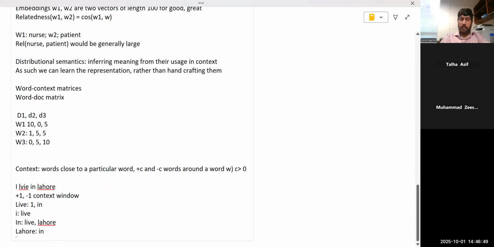So these are the contexts for these specific words, based on the specification that we define a context as one word before or one word after. And this C plus, C minus, C is called the context window. ठीक है.